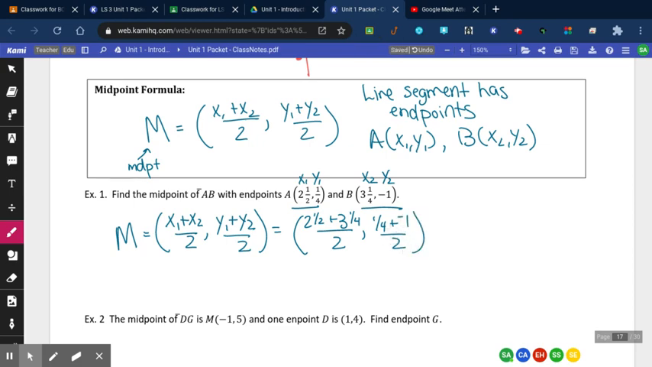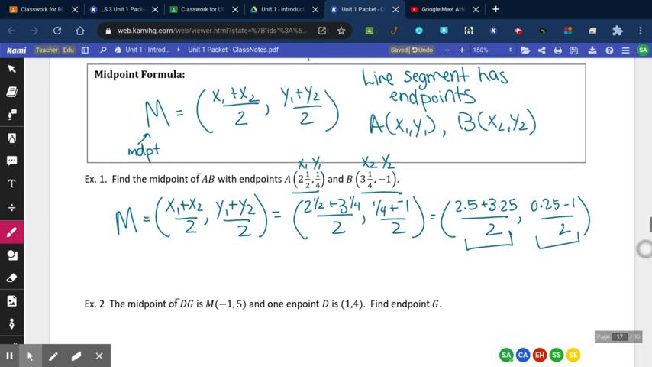And you guys can go ahead and type those into your calculator, right? You could also rewrite them as decimals. So 2.5 plus 3.25 over 2, right? 0.25 minus 1 over 2. And type these individually into your calculator to simplify that. Okay, I'm not going to go ahead and do that, but you guys can on your own.